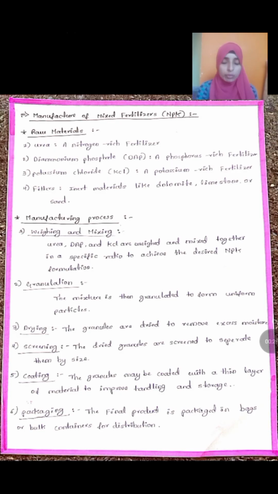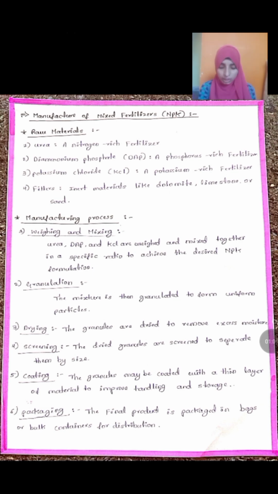Next we study the manufacturing process. First one is weighing and mixing. Urea, diammonium phosphate and potassium chloride are weighed and mixed together in a specific ratio to achieve the desired NPK formulation. Second one is granulation. The mixture is then granulated to form uniform particles. Third one is drying. The granules are dried to remove excess moisture. Fourth one is screening. The dried granules are screened to separate them by size.